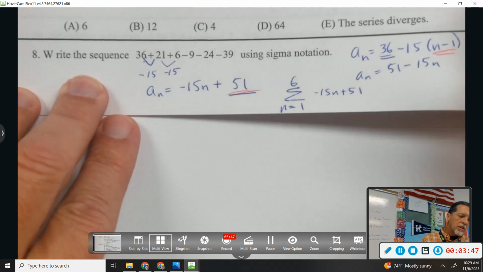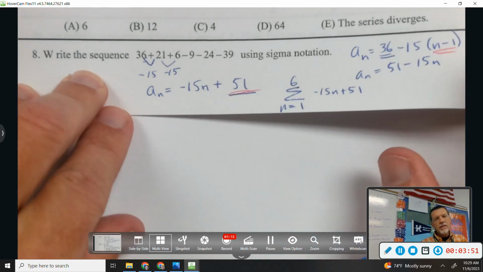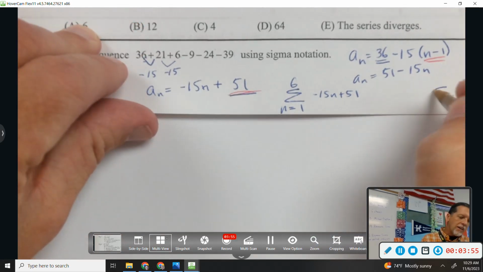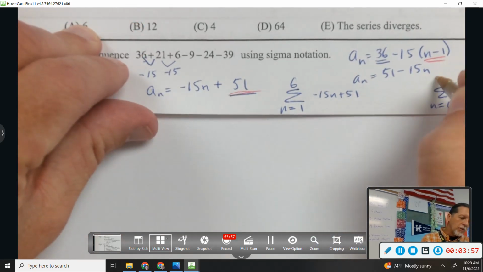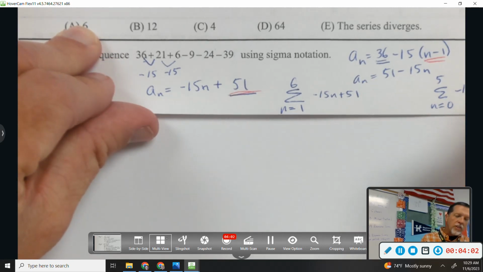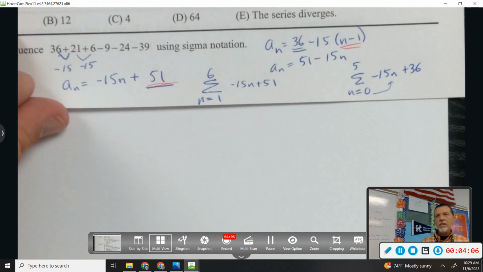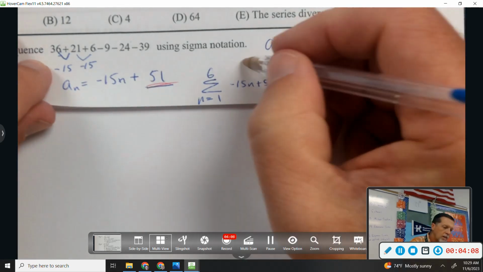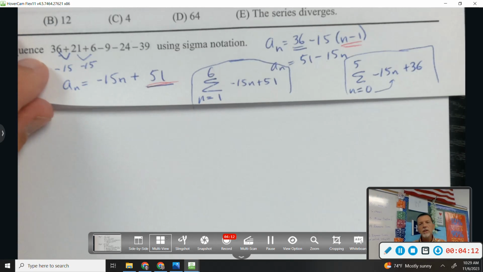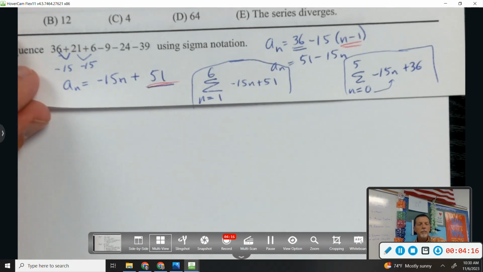for most. But a few people are going to go n equals 0 to 5. And that's okay. If you go 0 to 5, I hope this is more helpful than confusing, then you can do negative 15n plus 36, because when you plug in 0, you'll get 36. So either one of those answers would be acceptable. They're the same. They don't look the same, but they're the same.